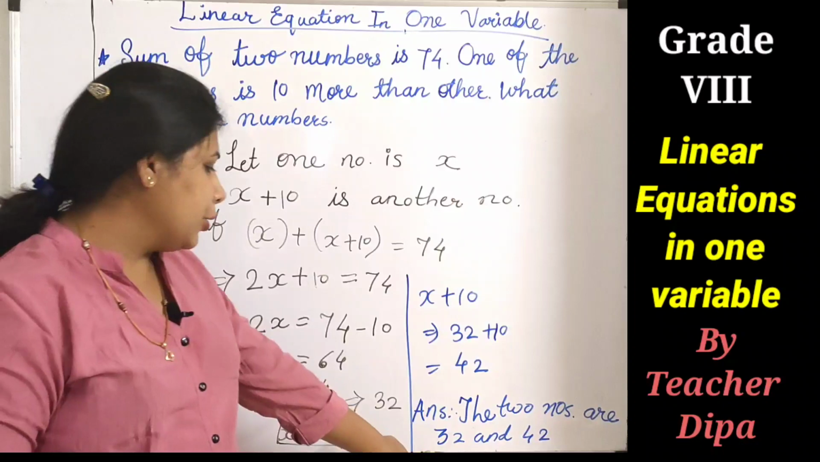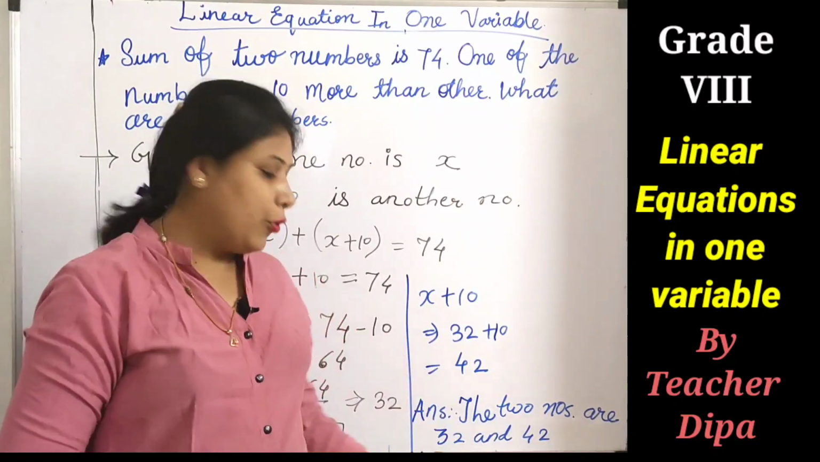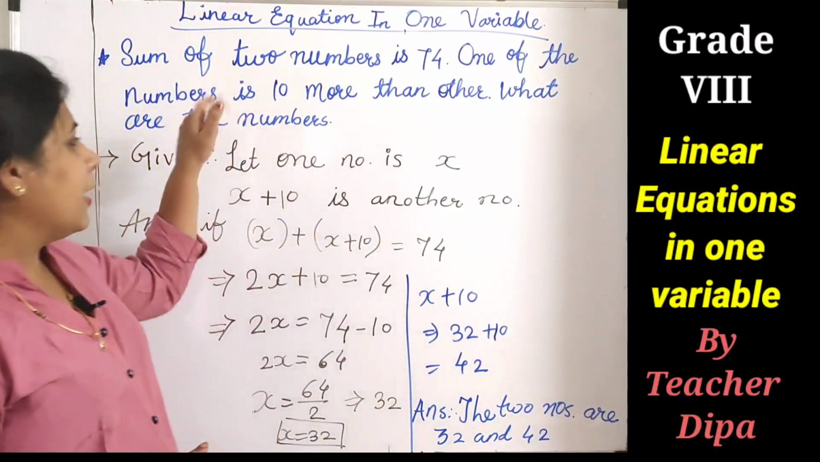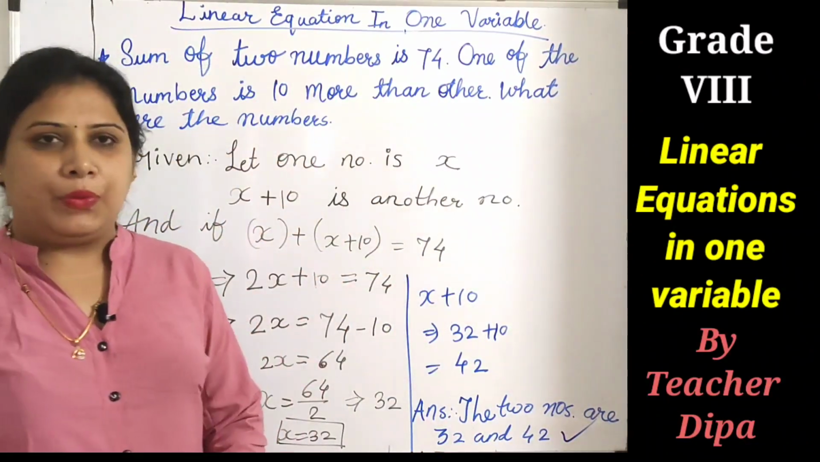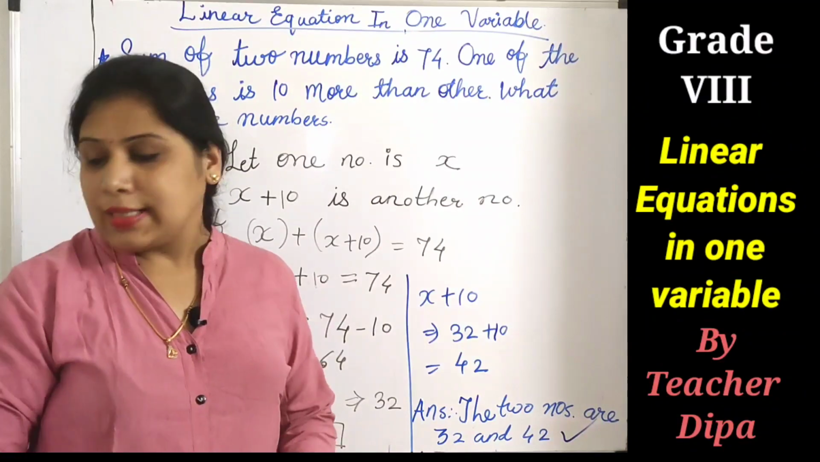Now for verifying the answer, we can put this into the equation. If you are doing 32 plus 42, we can get 74. So our answer is correct. Now you can go with the next example.